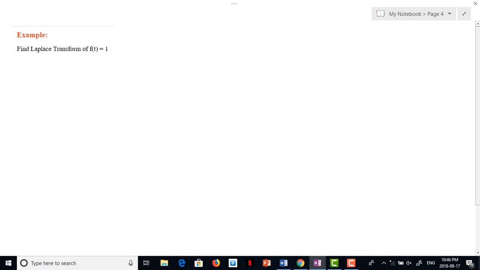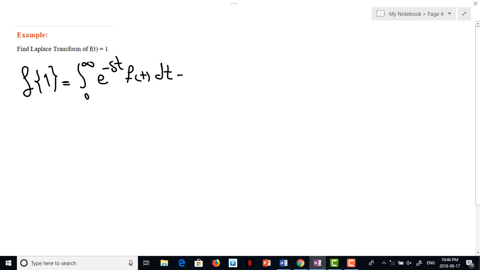So in order to find the Laplace transform of this function, we have to use the definition of the Laplace transform. So we have the Laplace transform of 1 is equal to the integral from 0 to infinity of e to the power of minus st f(t) dt. So in this case, f(t) is equal to 1. I just plug 1 here. So as a result, we will end up with the integral from 0 to infinity of e to the power of minus st dt.